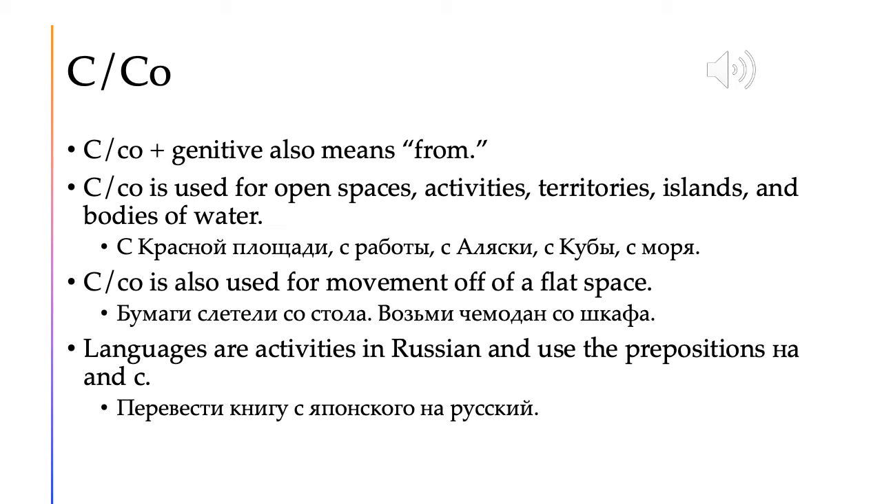And something to keep in mind is that languages are activities in Russian. And when we're talking about languages, we use the prepositions на and с. So мы говорим на русском, we speak in Russian, and we translate с русского, as in перевести книгу с японского на русский, to translate the book from Japanese into Russian.